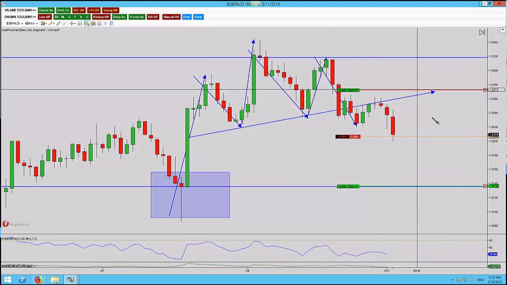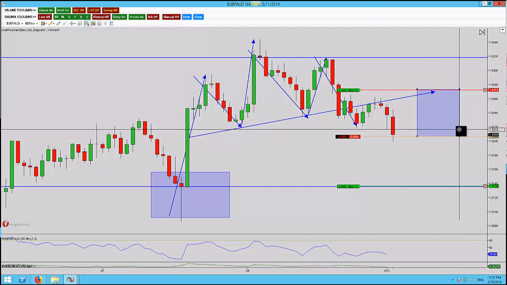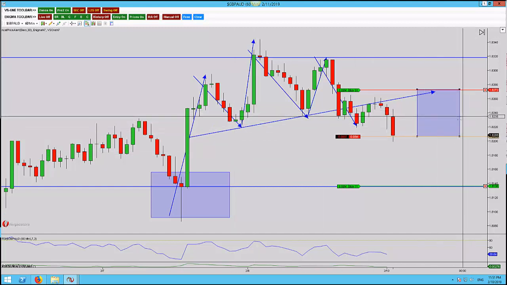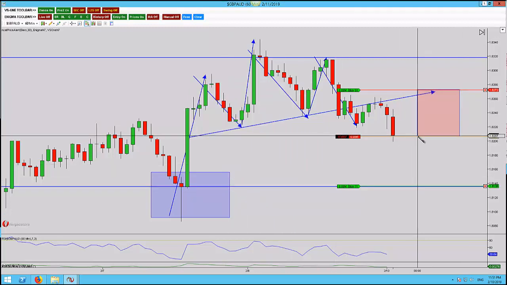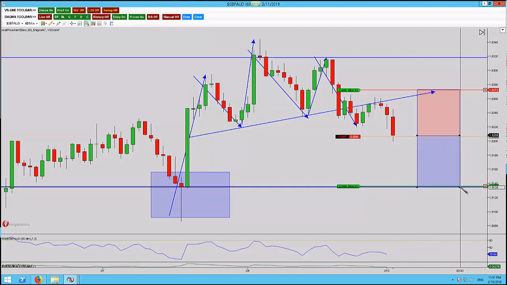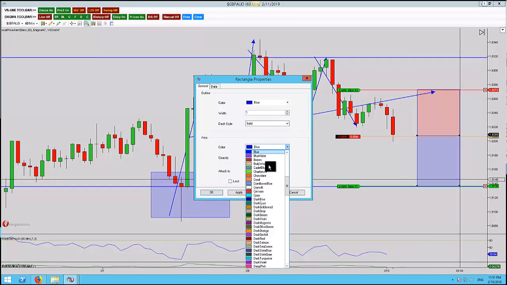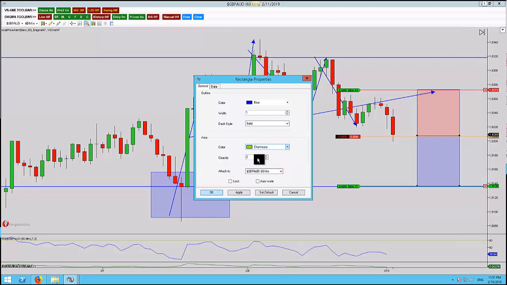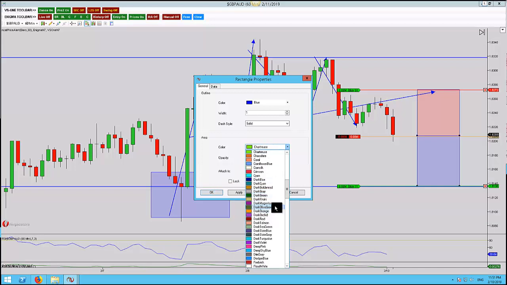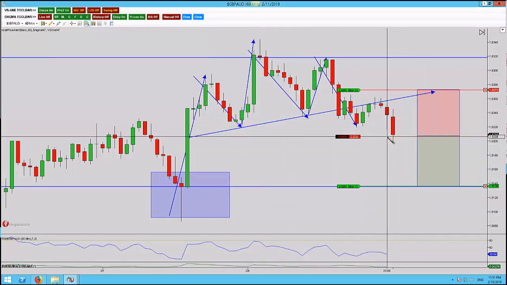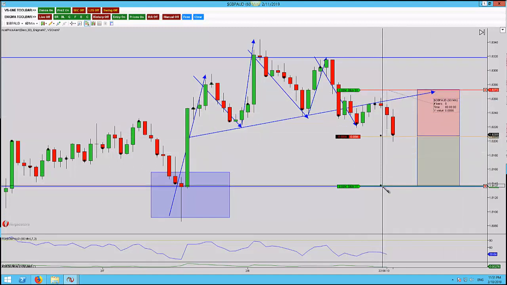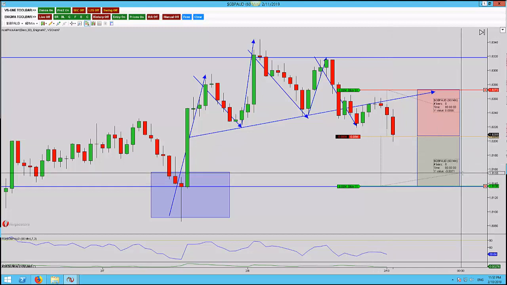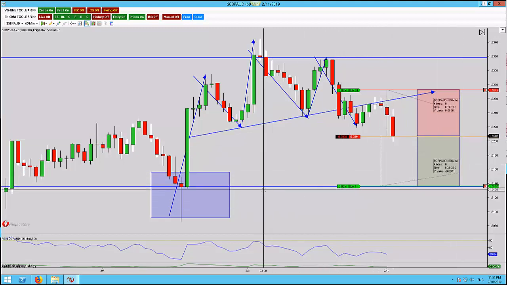So in terms of risk, risk is for red. In terms of reward, we're looking at, let's have a look, yellow, nope, green. So quite a big risk this. 66. Reward is 71. Pretty much a one-to-one risk to reward here.